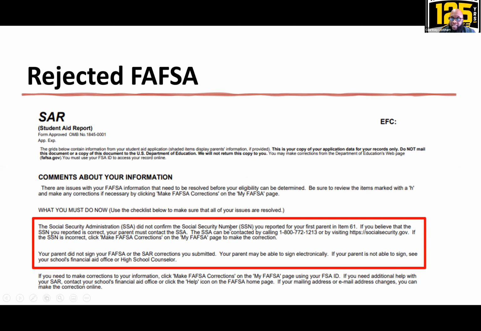And they will have access to see if there's some information that's not aligning or matching up with the Social Security Administration or the other federal databases that the FAFSA is processed through once it's submitted. It'll also let them know that they'll need to make corrections and to get with the institution.